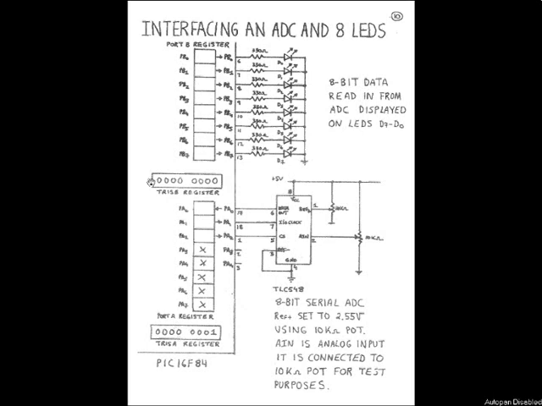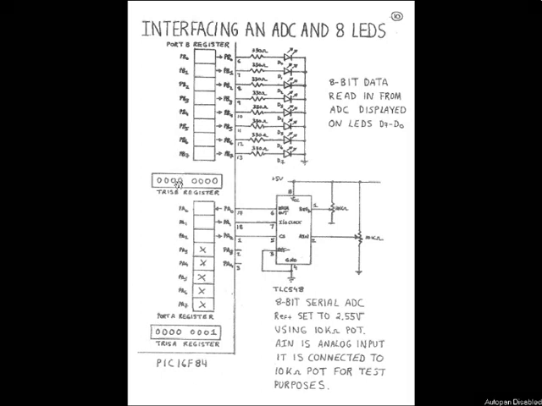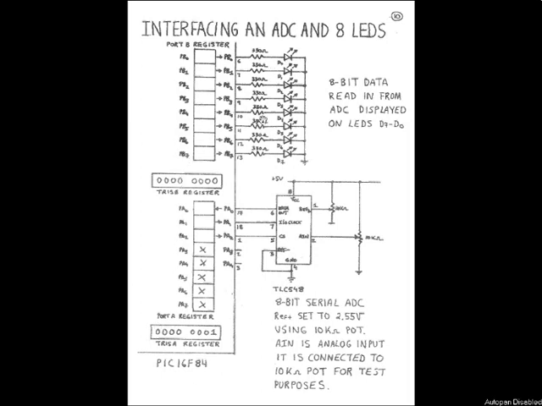I'll explain why the tris B register and the tris A register have to be loaded with these individual values in another video. But basically that's the setup. So what I've got is port B connected to 8 LEDs, which is a standard way of doing things, and 3 of the port A lines are connected to this analog to digital converter.